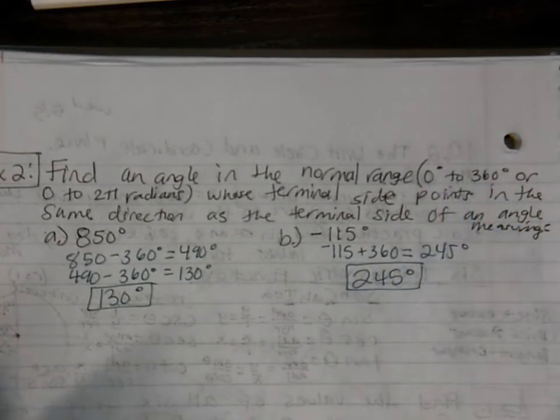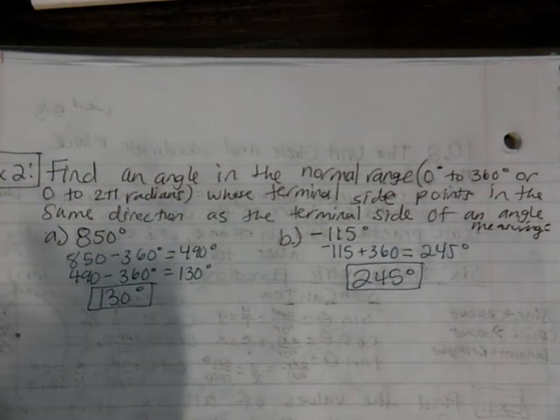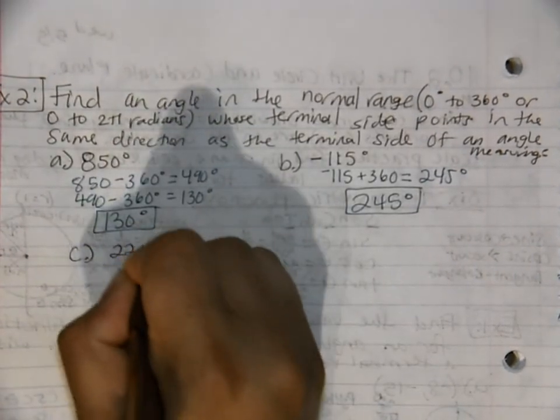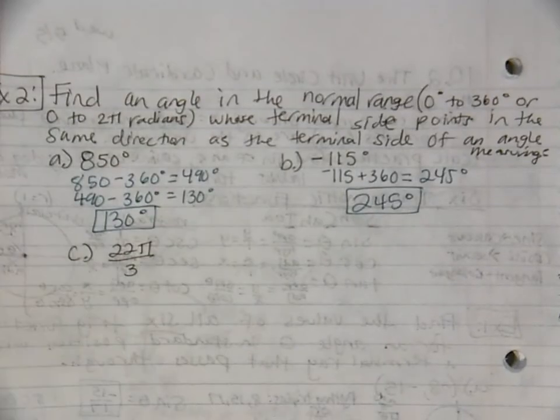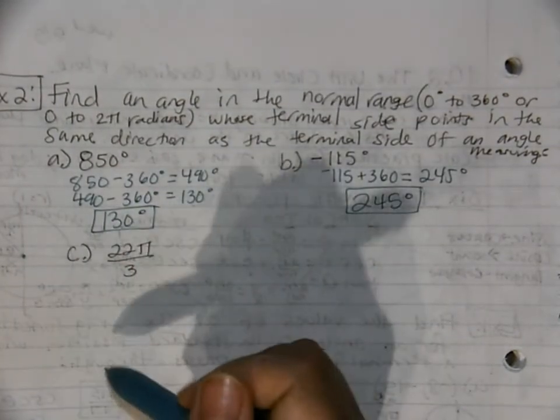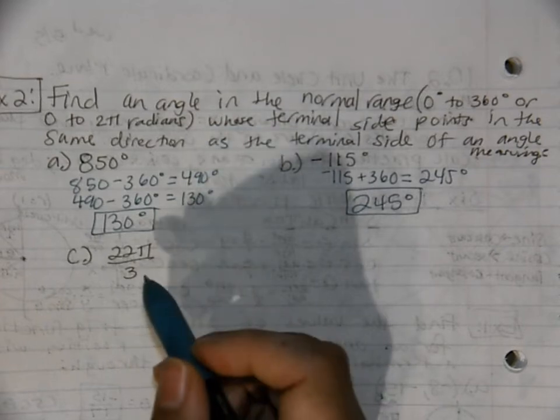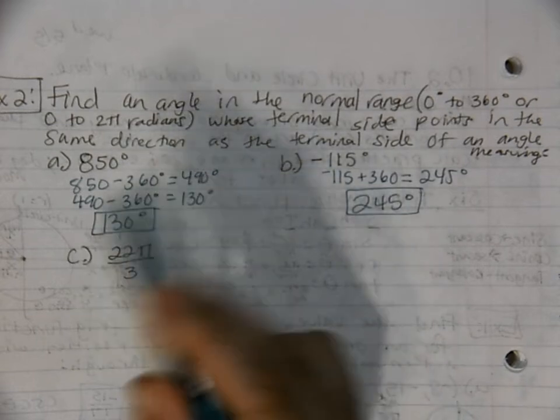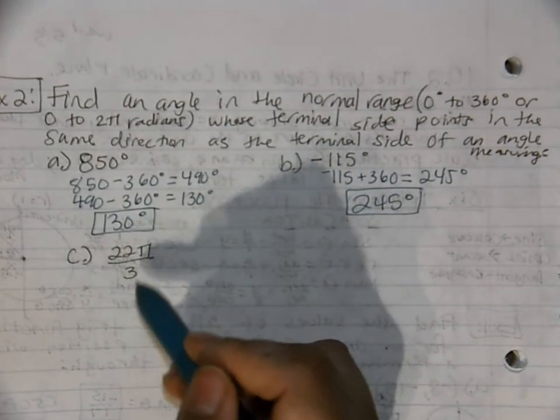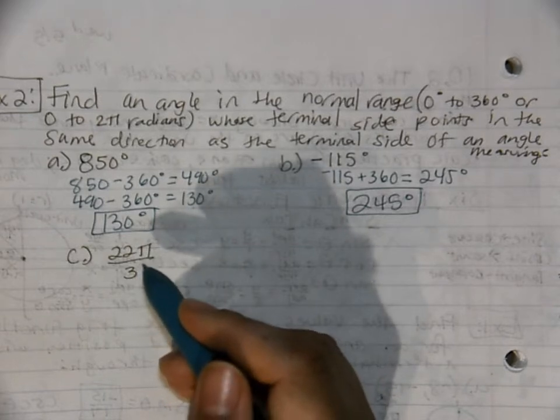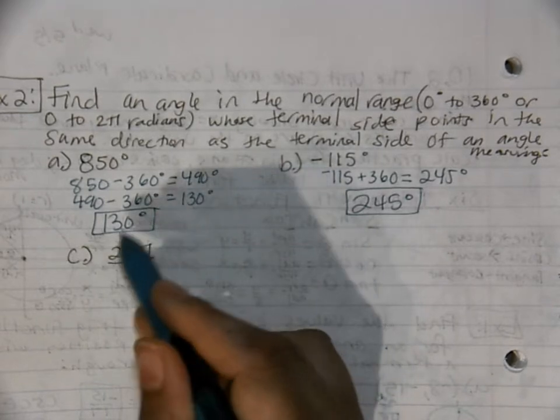Now it gets a little bit harder with radians, just because we're dealing with pies and fractions. So letter C, let's say we had 22 pi over 3. It looks a little tricky, because if you look at an example of the unit circle, one of the last spots, when you make a full circle around, if it has a denominator of 3, the last one was 5 pi over 3 in the 4th quadrant. But I'm trying to get to 22 pi over 3.